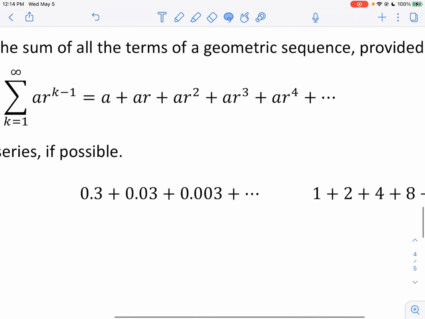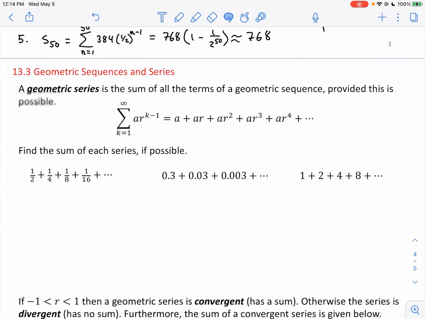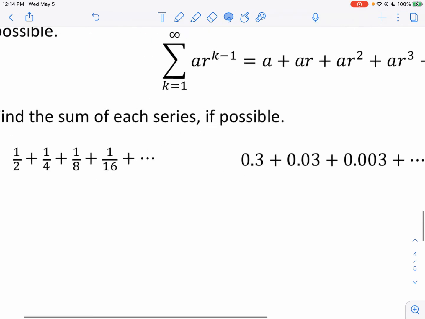And this sum goes forever. These three dots indicate that the sum does not end. When the sum is infinitely long, it is called a series, and a geometric series if it's the sum of the terms of a geometric sequence. Now, find the sum of each series if possible. Let's explore some of these.